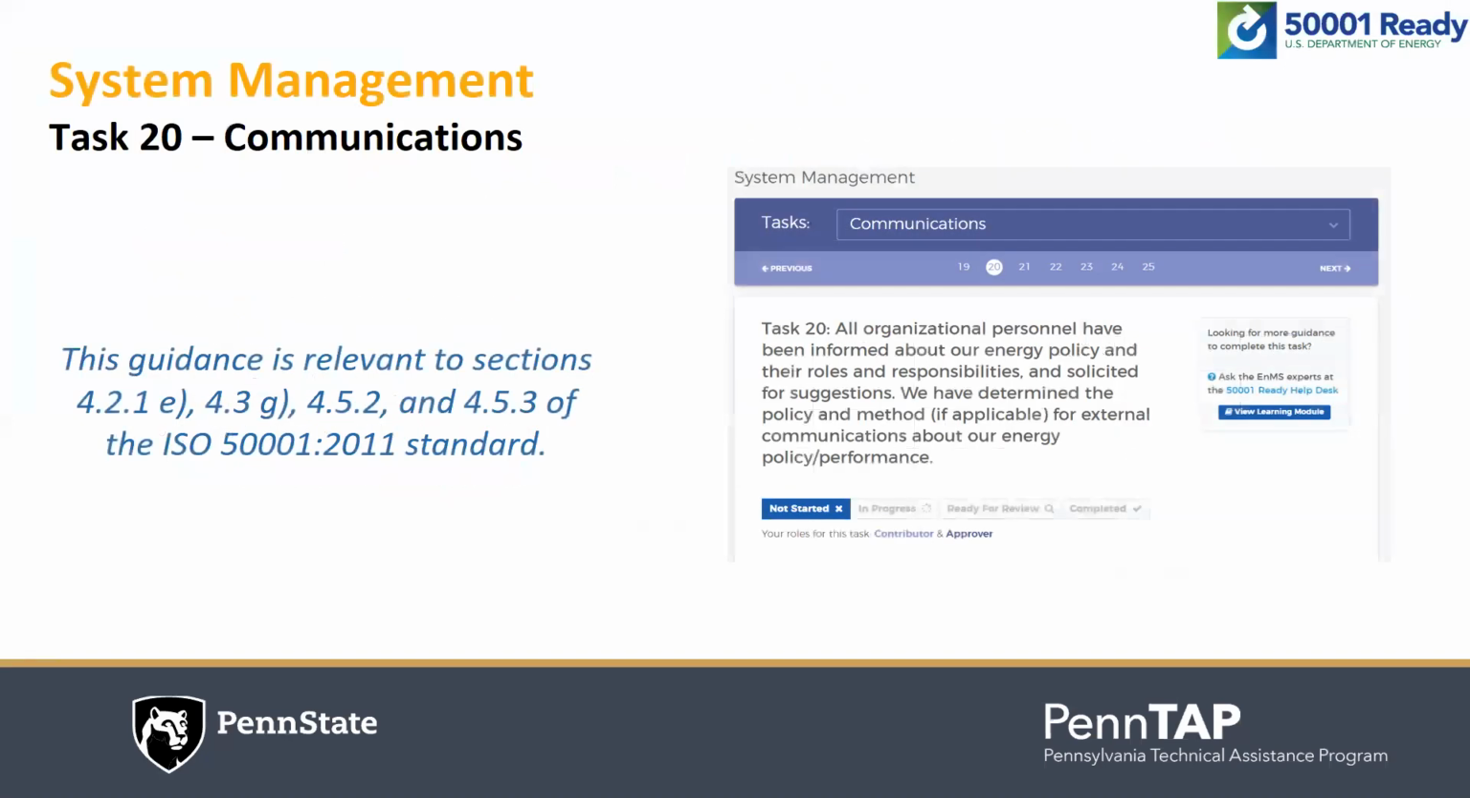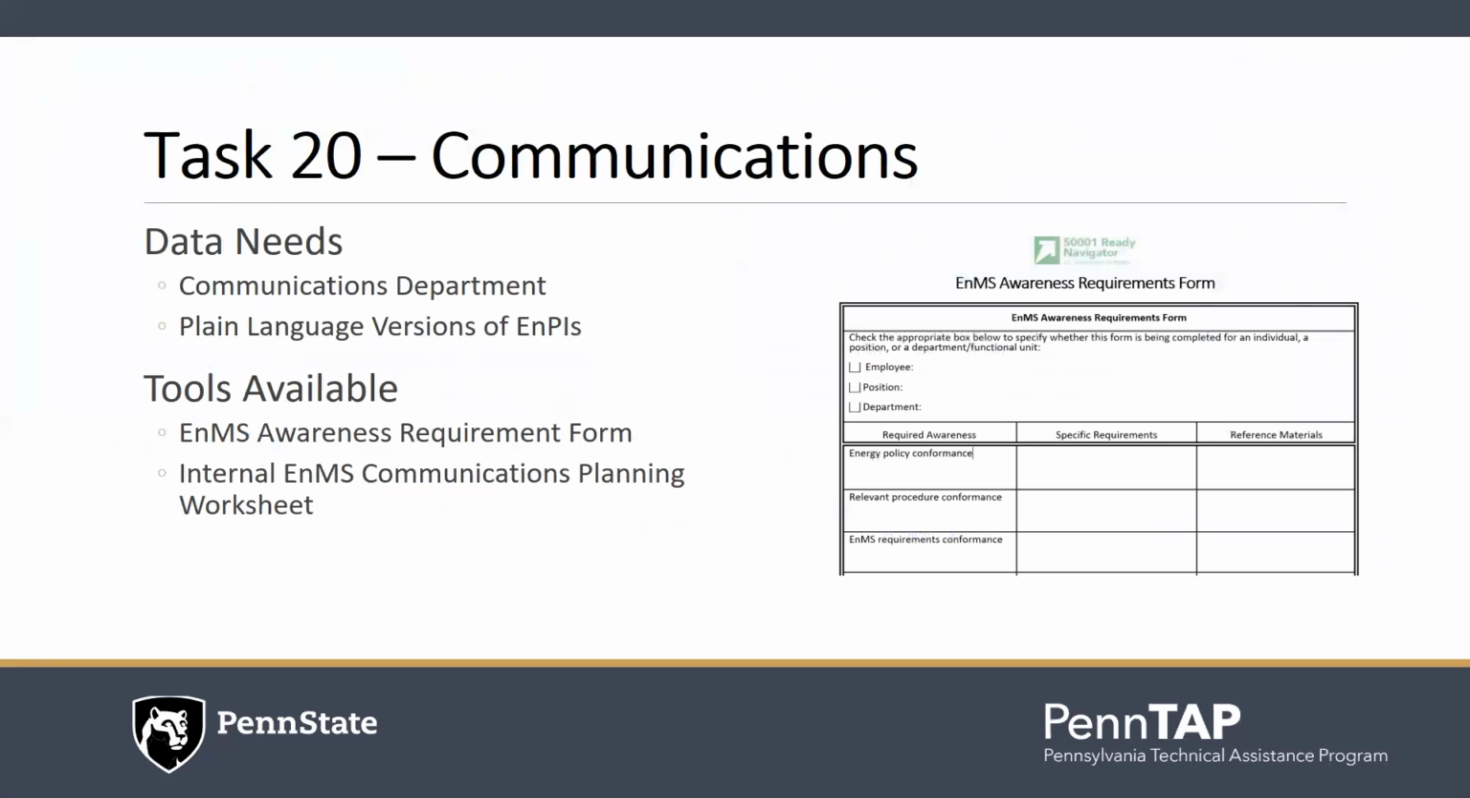So next up is communications. And I like to think of this as how do you get the word out to every single employee about the energy management system. So the first group you'll need to engage is the communications department. It'll help a whole lot if you can work with them and get that group to assist you with, say, graphs and turning a long technical description into a plain word analysis. So you'll want a plain language description of your EnPIs. You'll want the plain language version of all your goals and your objectives.